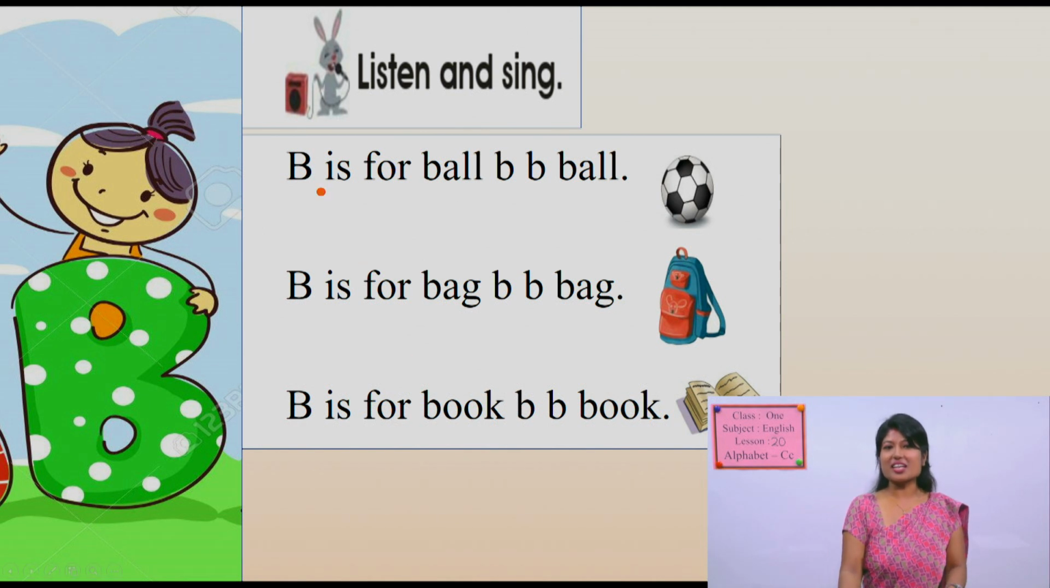B is for ball. Ball. B is for bag. Bag. B is for book. Book.